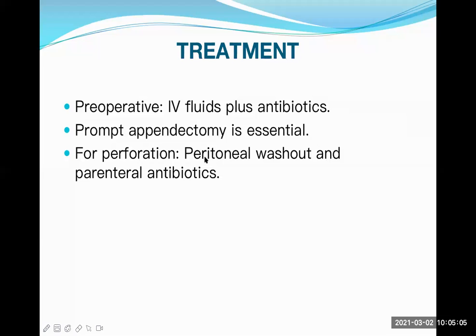If it is already perforated, now the treatment is a complicated one. Okay, what should we do now? The material has been leaked into the peritoneal cavity. So we have to remove it by doing a proper peritoneal washout. This takes a bit of time. And after that, we have to give powerful parenteral antibiotics to treat the case. And then, of course, we remove the appendix, whatever is left behind there. So these are the important headings. Okay, so let's go and analyze them now.